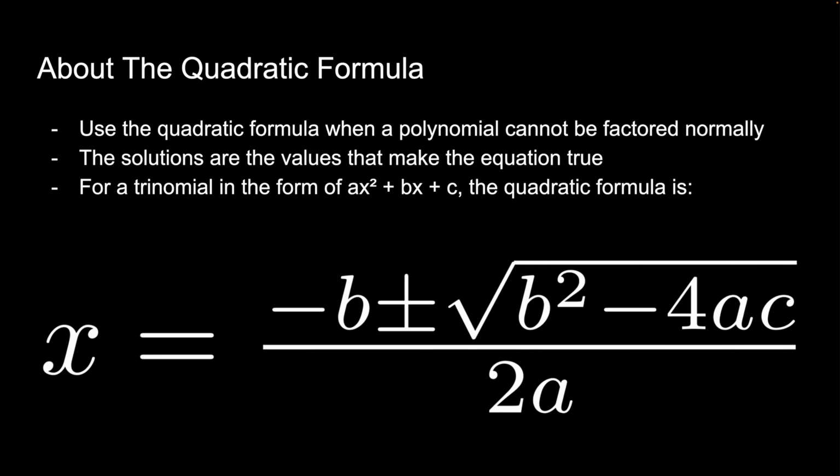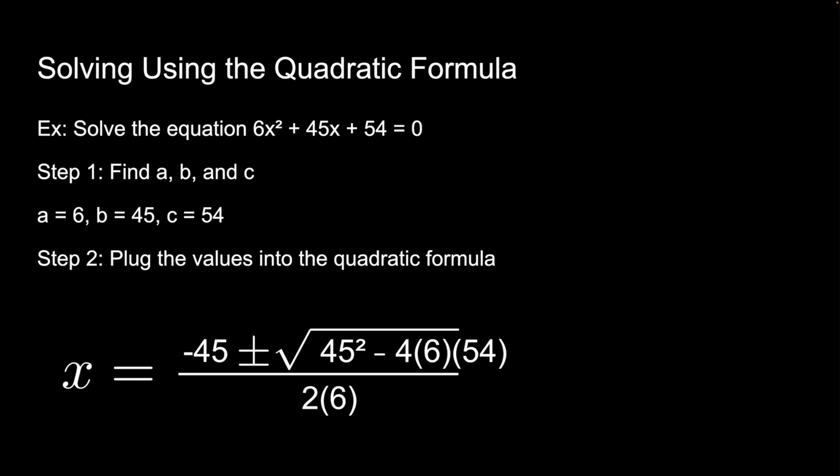And for a trinomial in the form of ax squared plus bx plus c, the quadratic formula goes as follows. x is equal to minus b plus or minus the square root of b squared minus 4ac, over 2a. Now I know this might seem a little overwhelming, but once you start solving using the quadratic formula, this gets pretty easy to memorize. So now let's take a look at how we can solve using the quadratic formula.